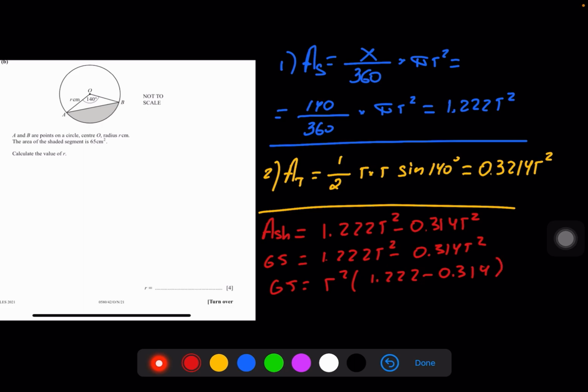r squared equals 65 divided by this part, and here r squared will be 72.1741. We have to find r, so we have to take the square root, and if we take the square root of this number, we can find approximately it will be 8.5.